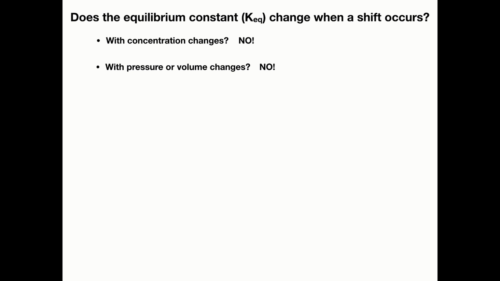So if you have a shift that's caused by a concentration change, your equilibrium constant will not change. Your equilibrium will be reestablished. Your equilibrium constant will remain the same. If you have a shift that occurs because your pressure or your volume changes, your equilibrium constant will not change. It will simply reestablish equilibrium, and the equilibrium constant will be the same. However, if you change temperature, if you increase or decrease temperature and have a shift as a result, then yes, your equilibrium constant will change. So let's look at how exactly it will change.